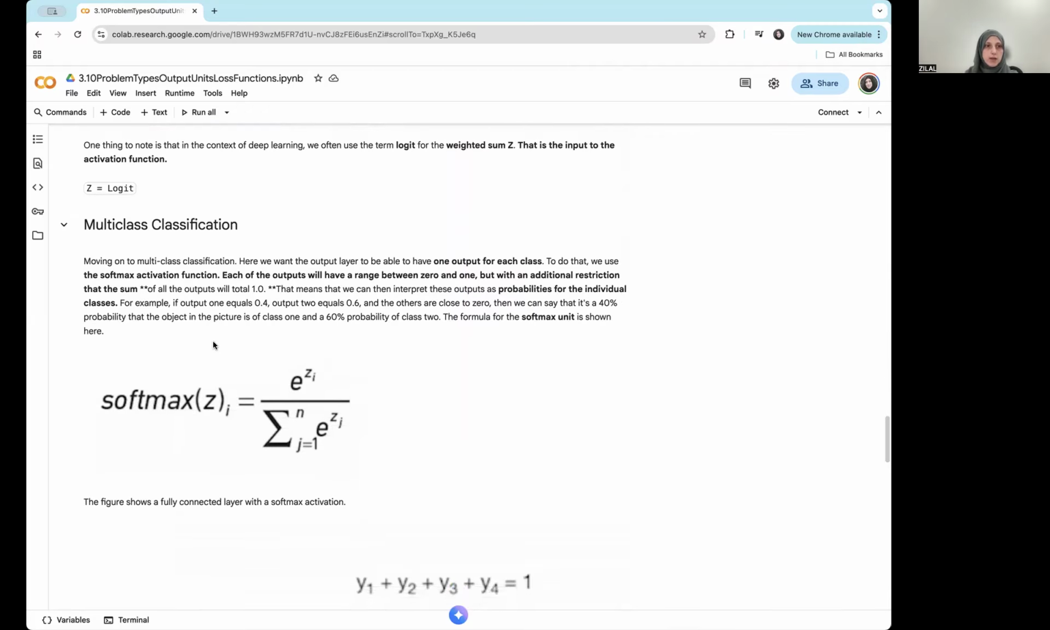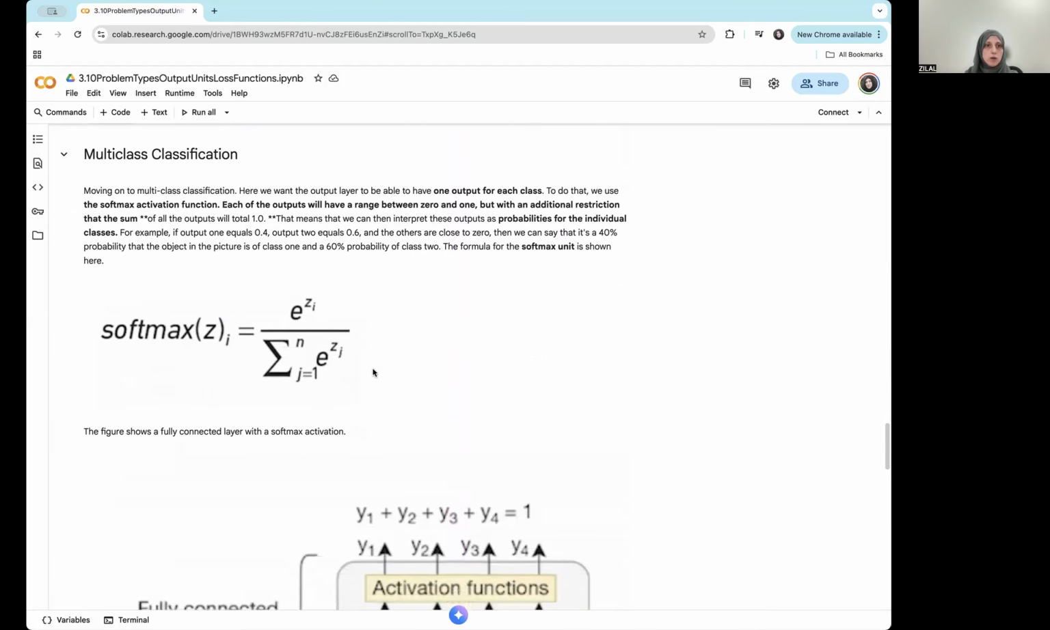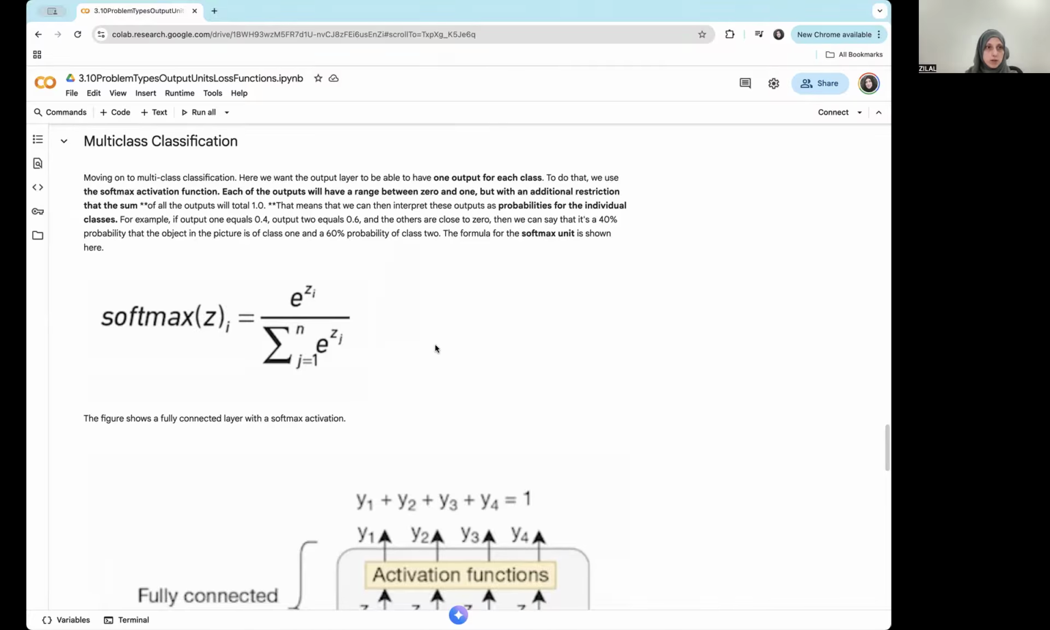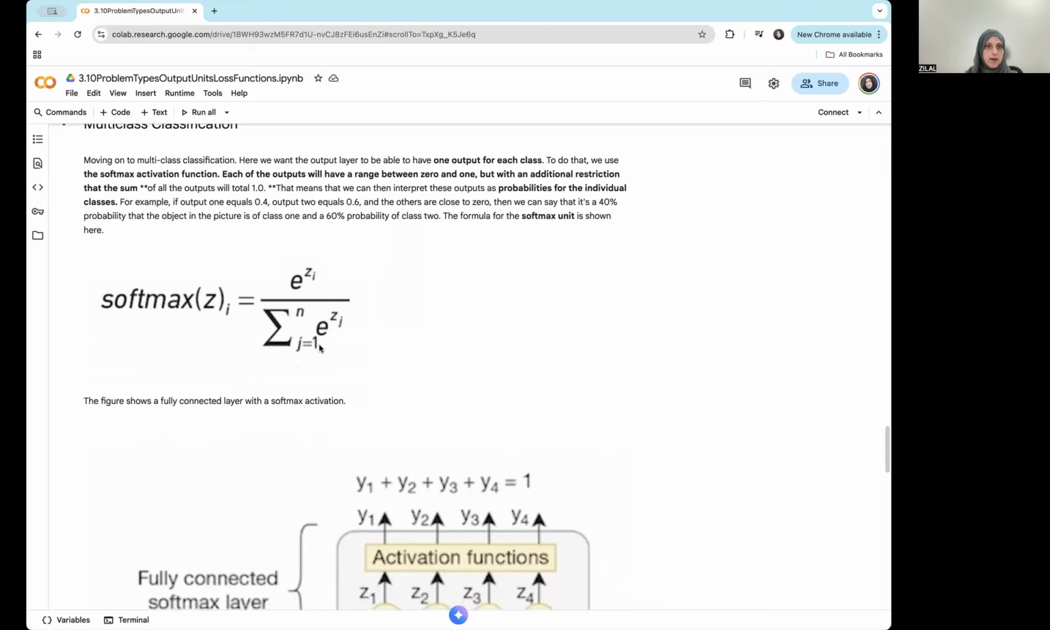Now, the multi-class classification. Here we want the output layer to have one output for each class. To do that, we use the softmax activation function. Each of the outputs will have a range between 0 and 1, but with an additional restriction that the sum of all of the outputs will total 1.0. That means we can then interpret these outputs as probabilities for the individual classes.